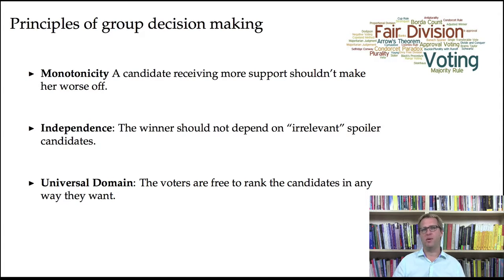So these are a number of principles. It's not an exhaustive list, but there are a number of natural normative principles of group decision making. And what we're going to see is that some voting methods satisfy some of these principles, and there are some principles that other voting methods don't actually satisfy. And this will give rise to what's known as a voting paradox.